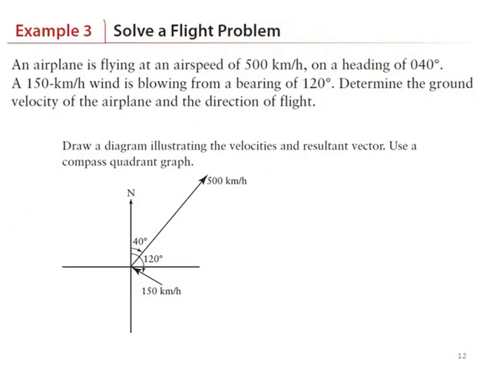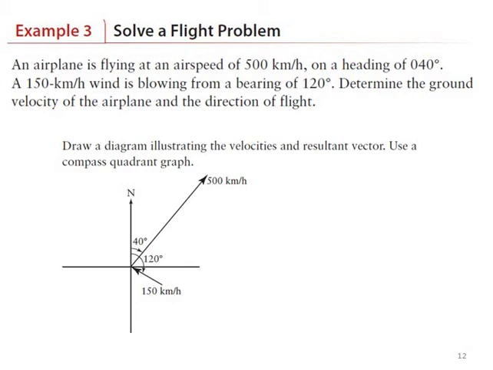Let's see this example. Solve a flight problem. An airplane is flying at an airspeed of 500 kilometers per hour on a heading of 40 degrees. A 150 kilometers per hour wind is blowing from the bearing of 120 degrees. Determine the ground velocity of the airplane and the direction of flight. So we need to draw a diagram illustrating the velocities and resultant vector. Use a compass quadrant vector. So we have 500, which is north 40 east, and then we have the 150 kilometers per hour wind blowing from a bearing of 120.